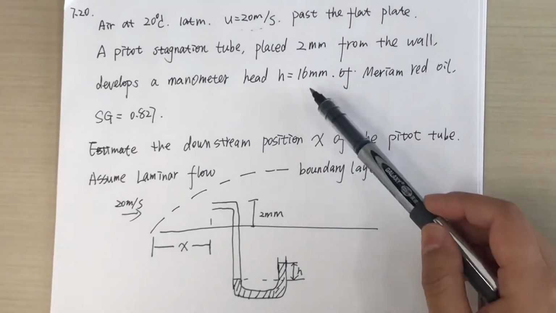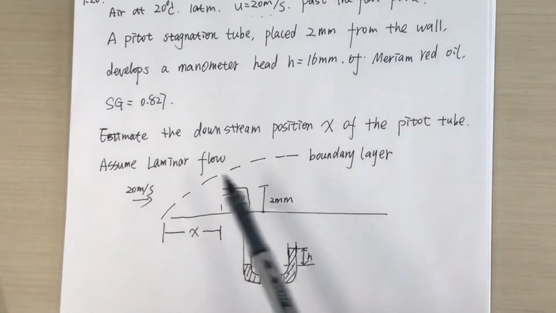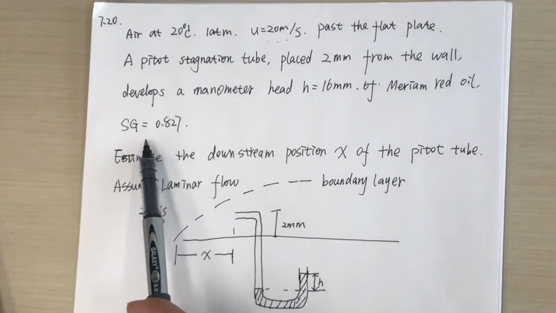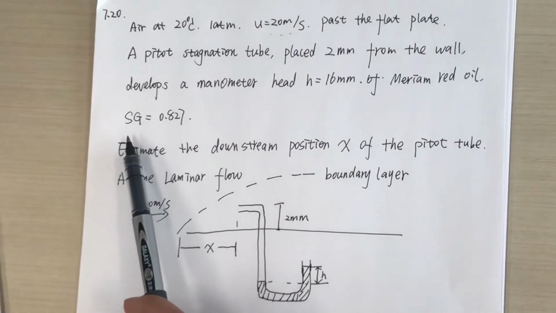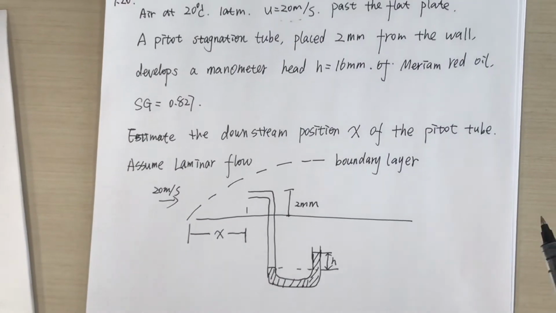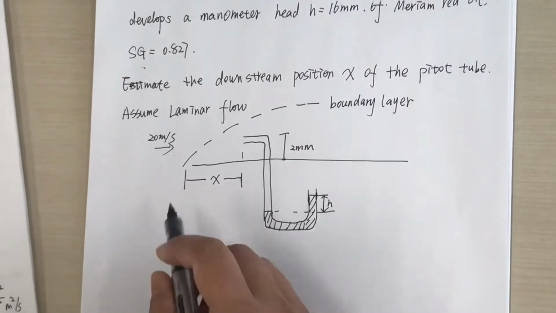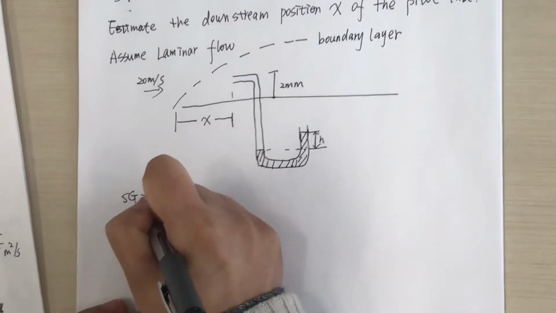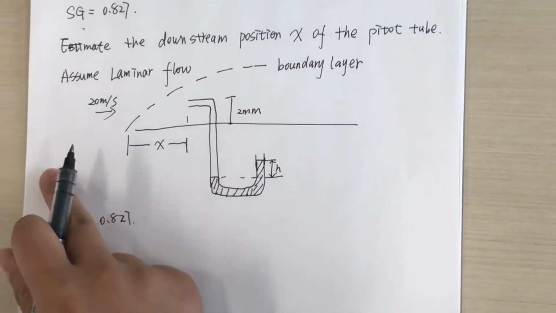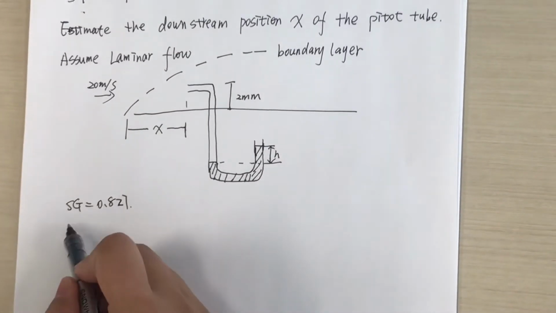H is 60 meters of Meriam red oil. The SG has already been told to you. Here SG should be specific gravity. So for now we can write here SG is given. So we can get the density of the oil from SG.